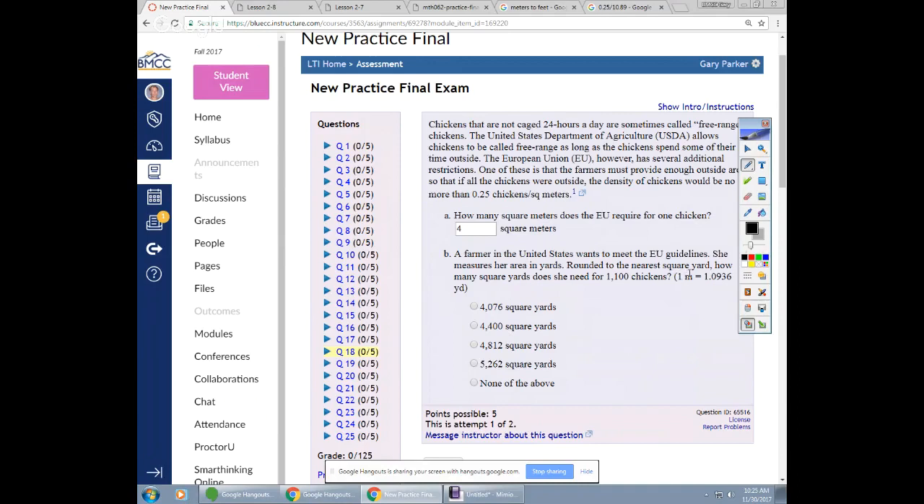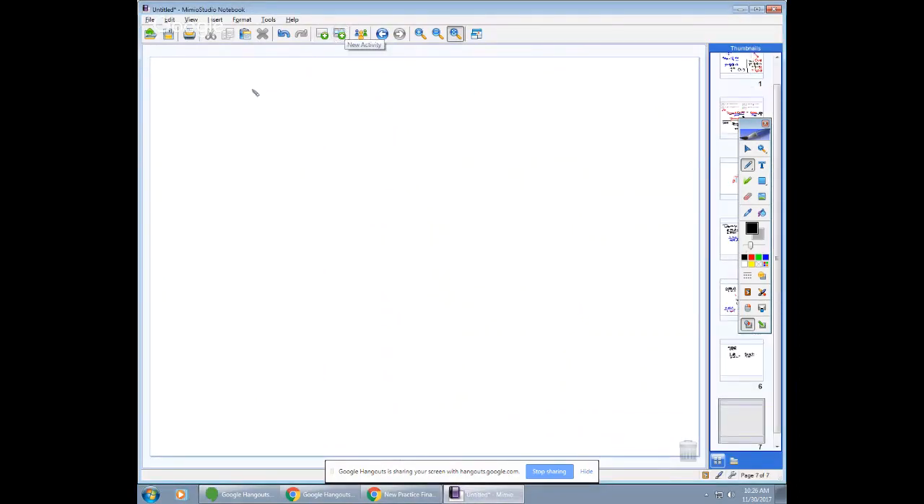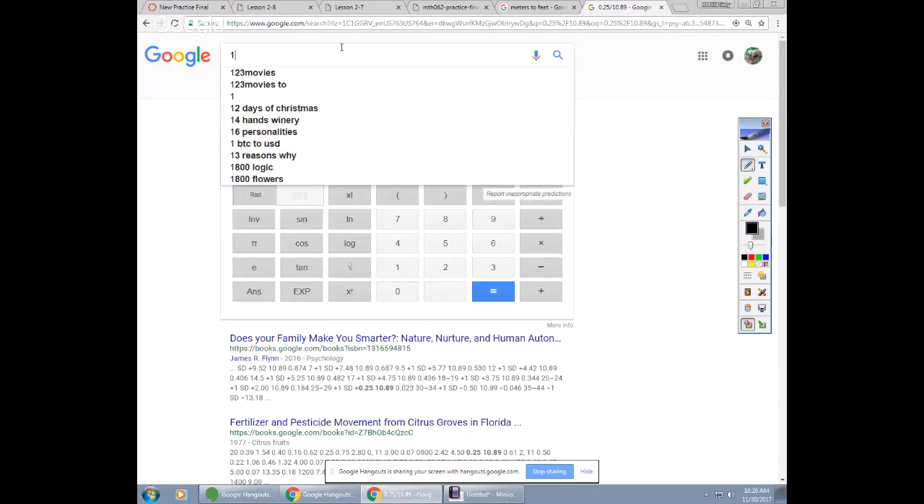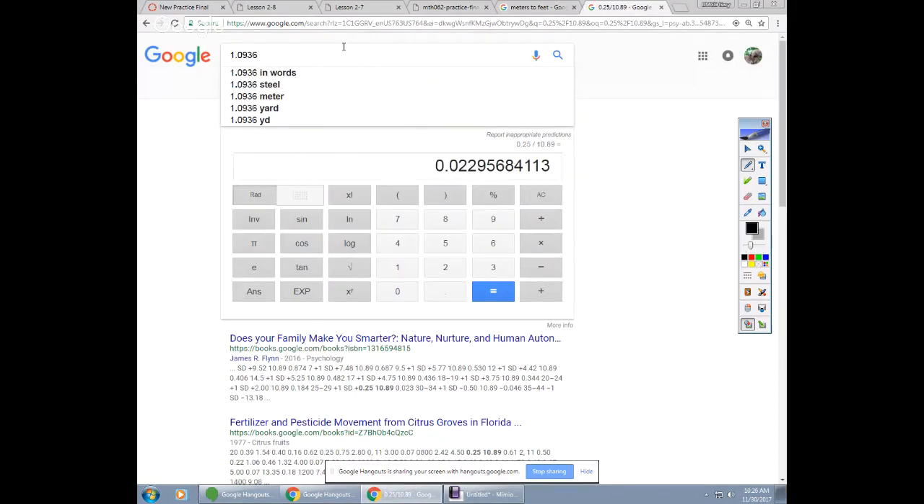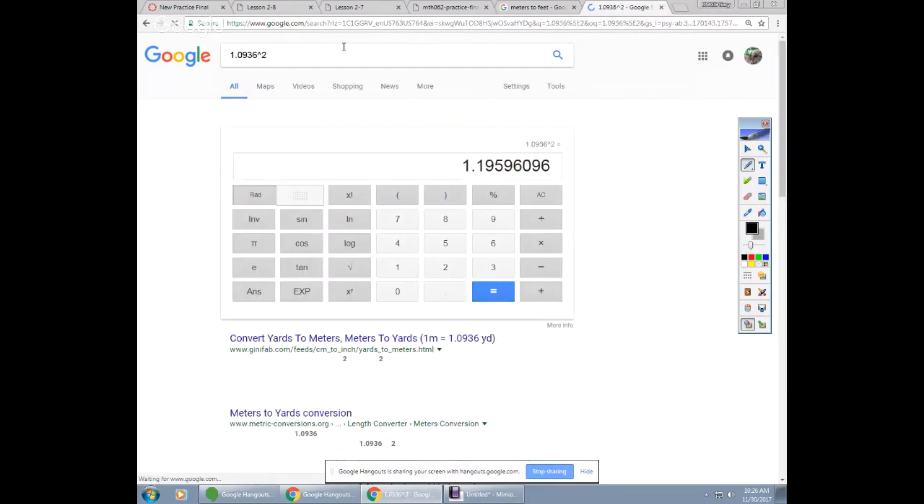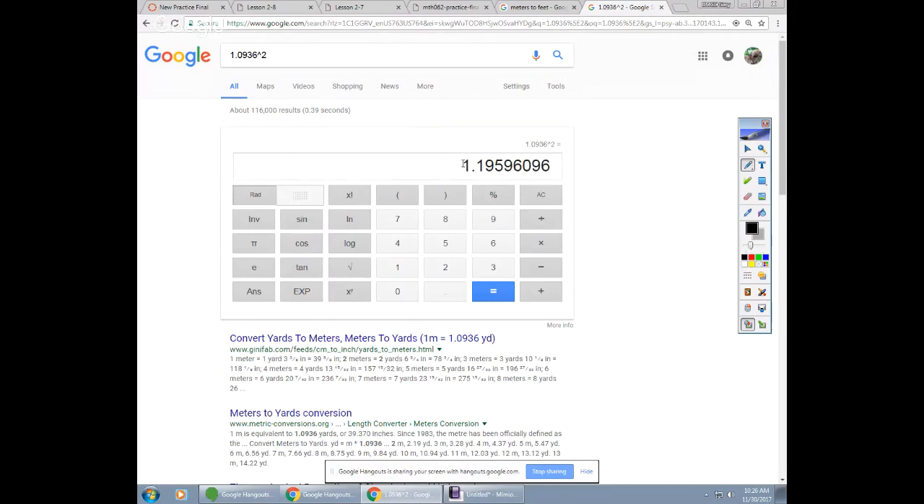All right, so we need to use this fact here. So 1 meter is 1.0936 yards. So new page. 1 meter is 1.0936 yards. So I need to change that into square. So I have to take the 1.0936 and multiply it by itself, 1.0936, to get square yards. Raise to the second power. So they're using 4 decimal places, so I'll use 4 decimal places.